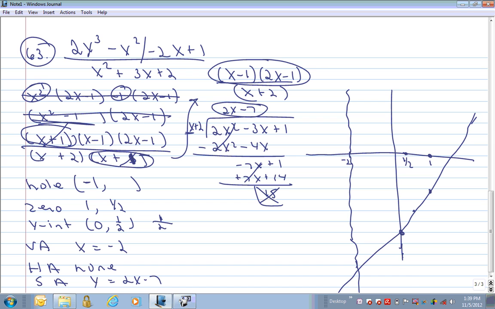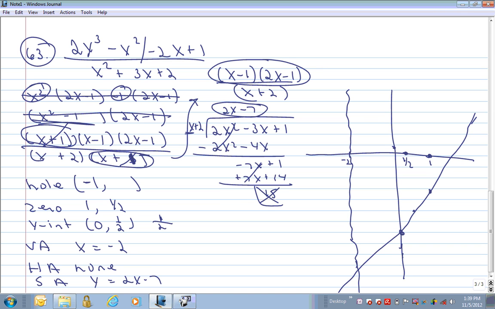All right, and so we need to go ahead and graph our graph. There's only 2 pieces to this graph. And again, this is a little skewed because I don't have it on a grid. So let's take a look at what we know. We know we have a y-intercept at 0, 1/2. So we have 3 points right now.